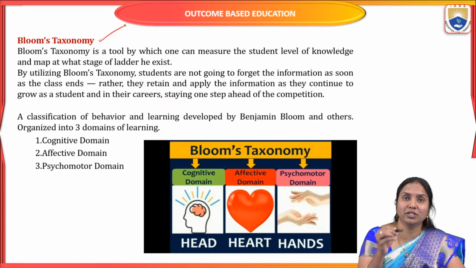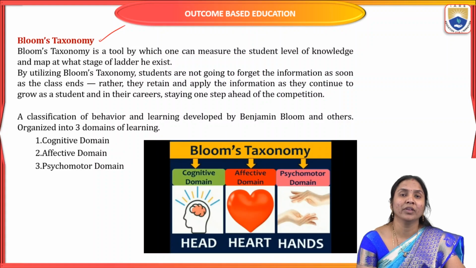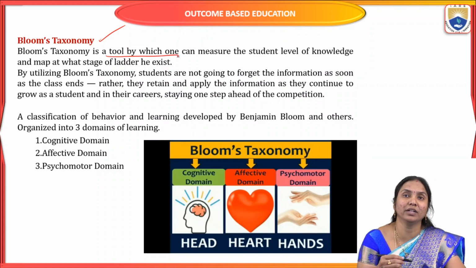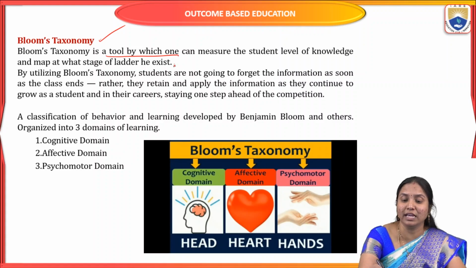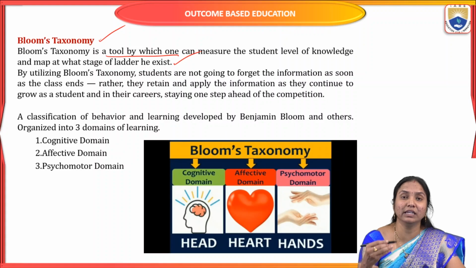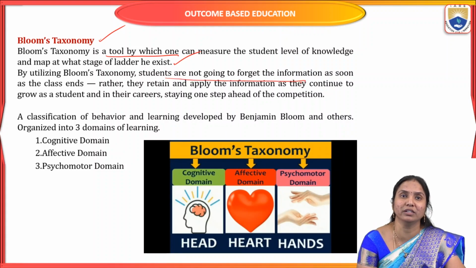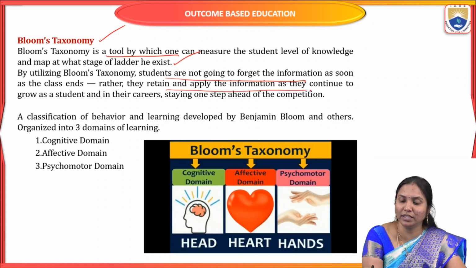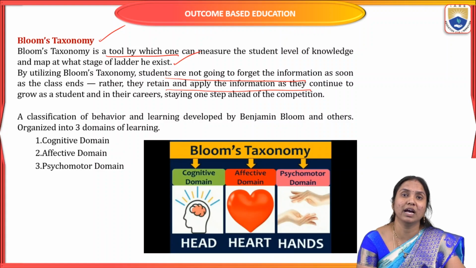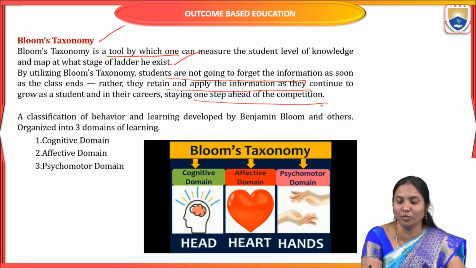In outcome based education, the most important thing is Bloom's taxonomy. So what is the use of Bloom's taxonomy? Bloom's taxonomy is a tool by which one can measure the student's level of knowledge and map what stage of the ladder he exists on. It explains the thinking levels of students. By utilizing Bloom's taxonomy, students are not going to forget the information as soon as the class ends. Rather, they retain and apply the information as they continue to grow in their careers, staying one step ahead of the competition.